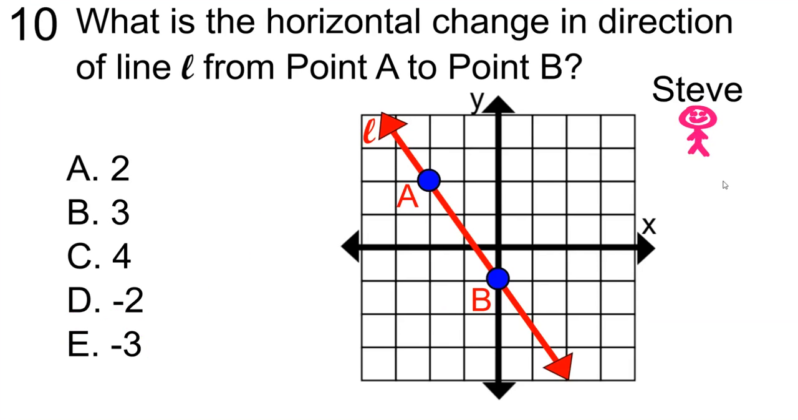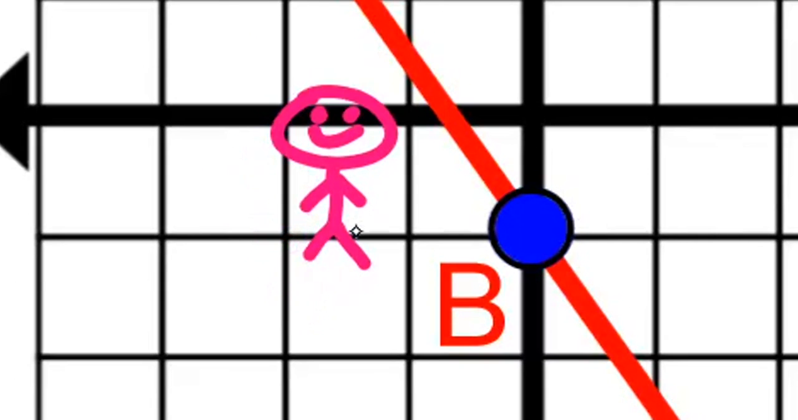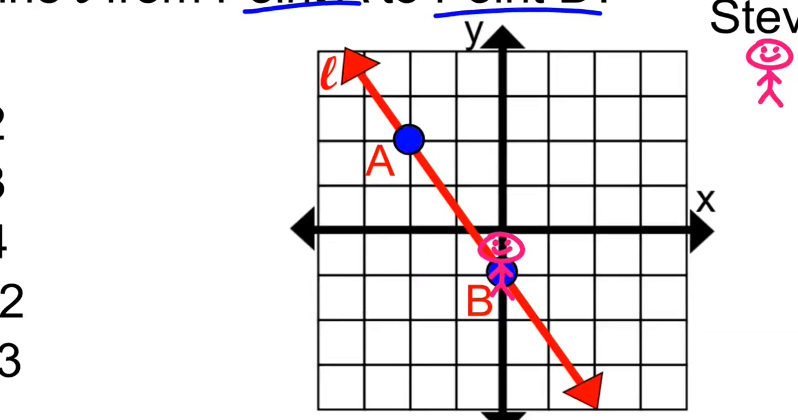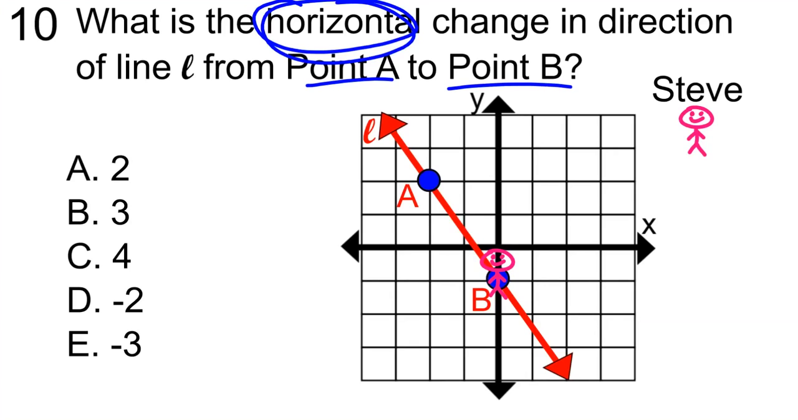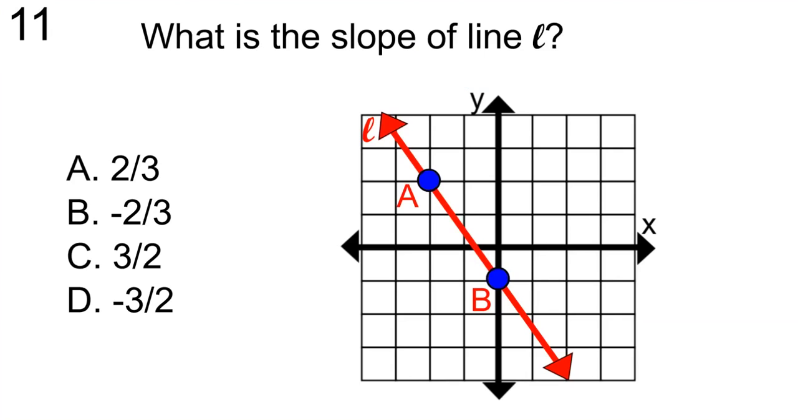Number 10 is the same game, except this time we want to know the horizontal change in direction from point A to point B. Steve has already gone down 3 spaces. He is awfully tired, but he's ready to go to the right. And his horizontal change in direction is right 2 spaces. We know right gives us a positive value. The answer is A.